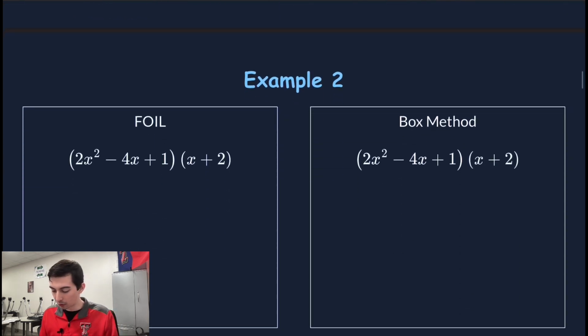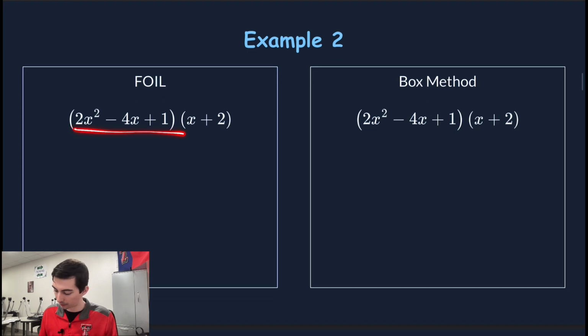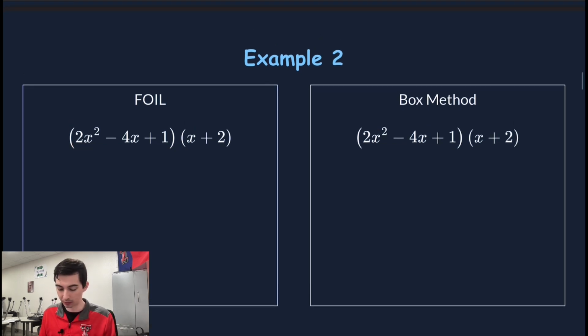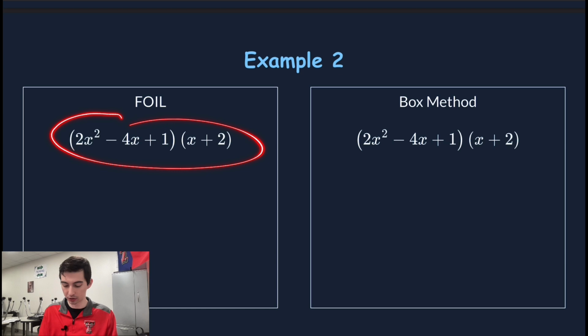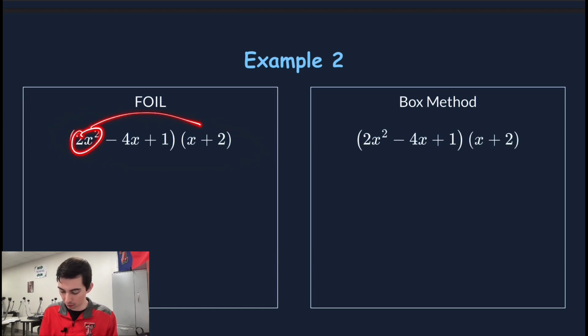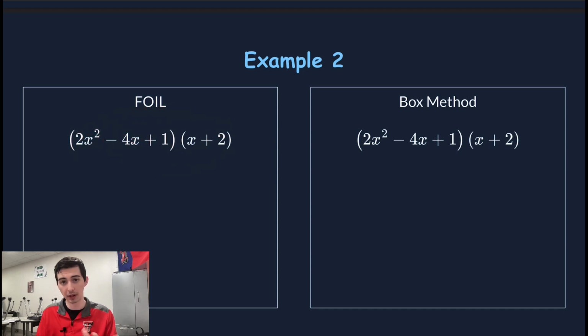Let's look at a slightly more complex example now. This time we've got a polynomial with 3 terms, a trinomial as we would call it, multiplied to a polynomial with 2 terms, or a binomial as we call it. So FOIL is the same thing. We're just going to take all of these terms and multiply them to everything in the other. We're going to take all of our trinomial and multiply it to everything in our binomial.